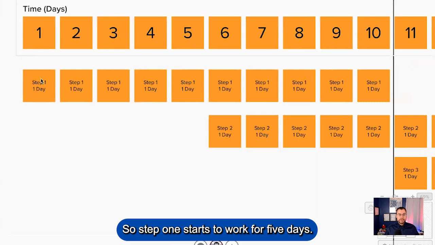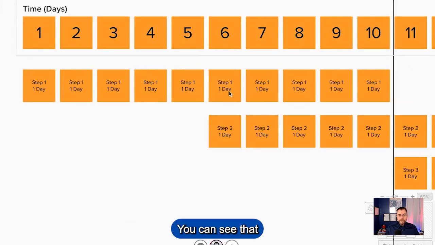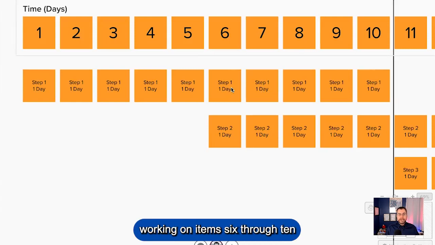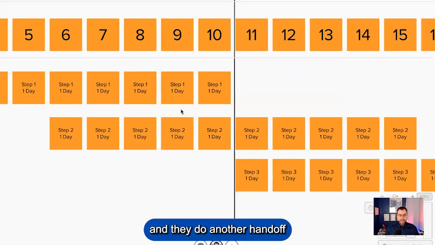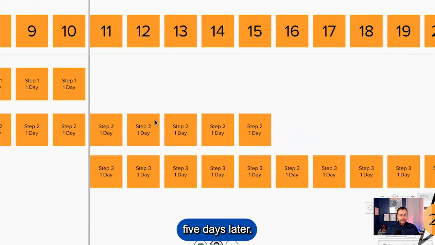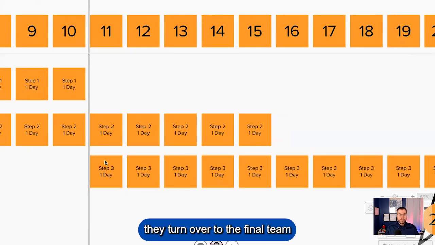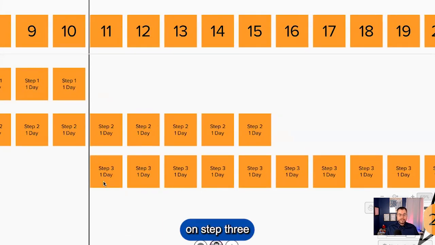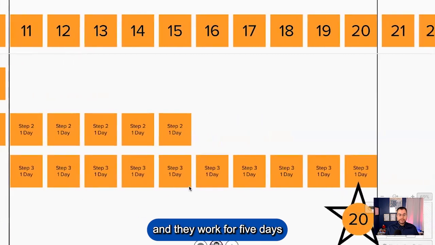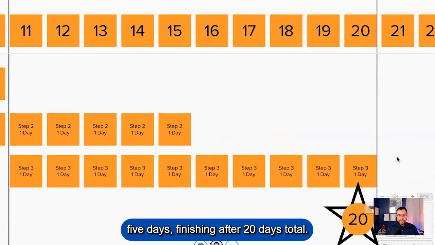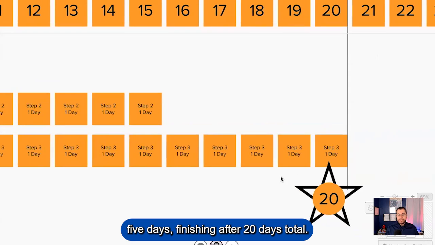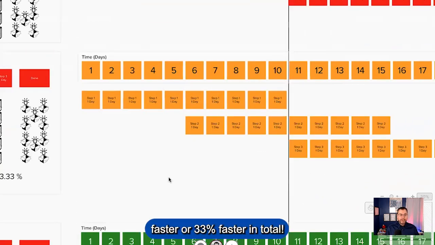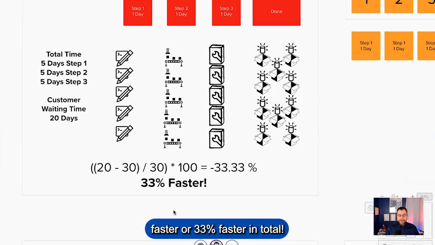So step 1 starts to work for 5 days. They hand off 5 things to step 2. You can see that they continue working on items 6 through 10, and they do another handoff 5 days later. But here, after 5, they turn over to the final team on step 3, and they work for 5 days, and then continue working an additional 5 days, finishing after 20 days total. That's 10 days faster, or 33% faster in total.